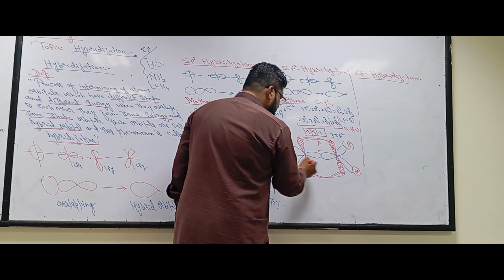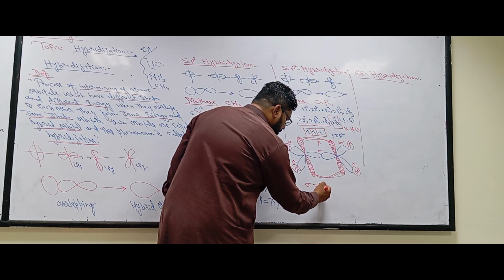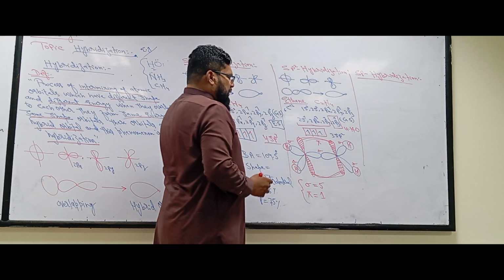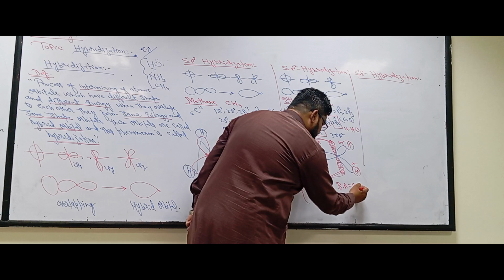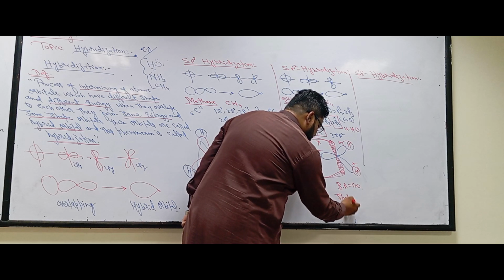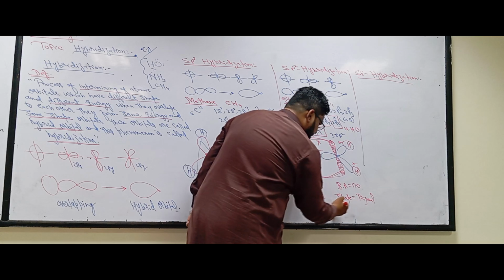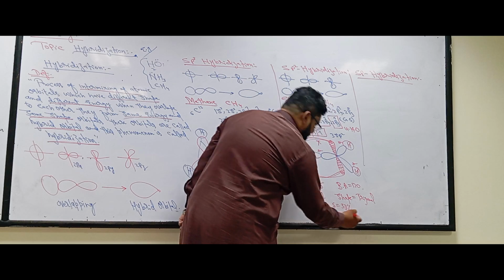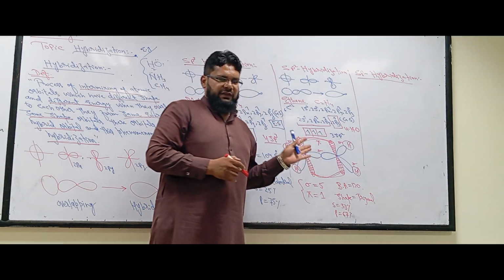In the structure of ethene, there are 5 sigma bonds and only 1 pi bond. The bond angle in the structure of ethene is 120 degrees, and the shape is trigonal planar. S character is 33% and P character will be 67%. This is the example of sp2 hybridization.